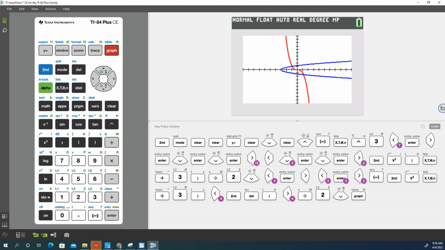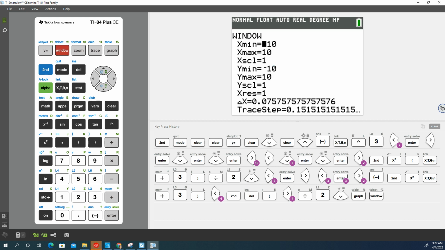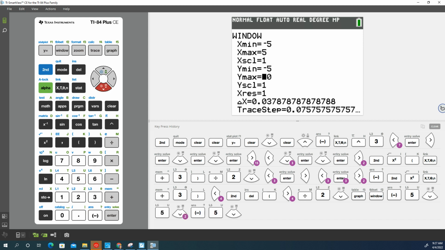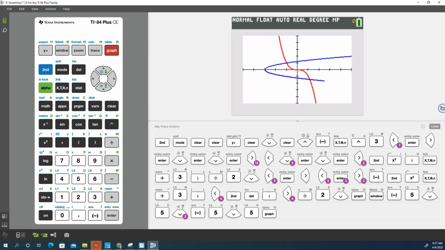Okay. I think my window is just at that huge negative 10 to 10. We can zoom in a little bit here. Let's maybe go negative 5 to 5, negative 5 to 5, just to get this a little smaller scale and zoom in a little bit. Okay.